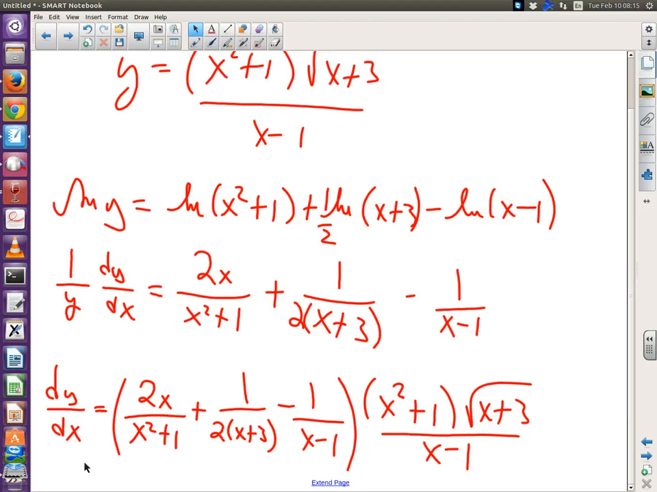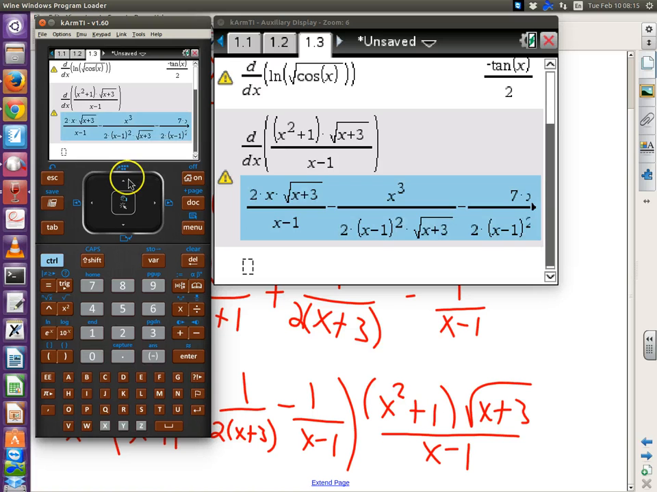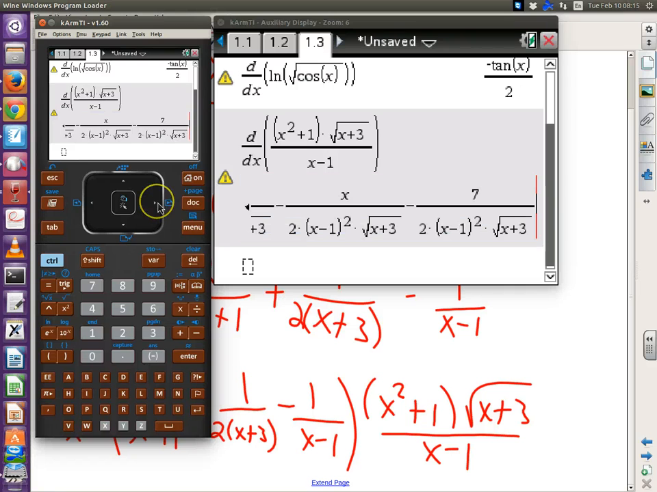You see the rad x plus 3 all over the place. Yeah, we could combine, get common denominators and multiply this out and show it algebraically. It's probably the same thing. But let's see. You got 2x rad x plus 3 over x minus 1, and then you got minus x cubed over that stuff. That's just the common denominator. That's all that is. Minus 7. Wow, where does 7 come from?